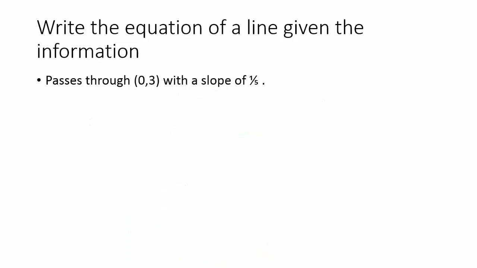Right. Got 2 more I want to run through. Next one, passes through 0, 3 with a slope of 1/5. There's actually a shortcut on this problem that I'll show you in a second, but if you don't notice the shortcut, here is how you would do this. Start just like before, y equals blank x plus blank. Let's go ahead and plug in the slope. They gave us that, so that goes in for the m.